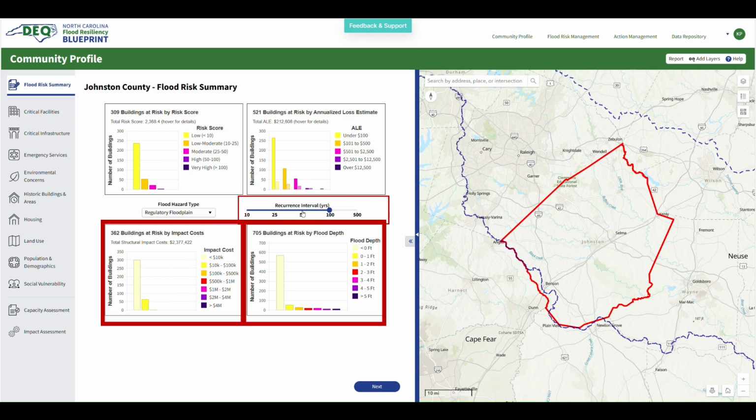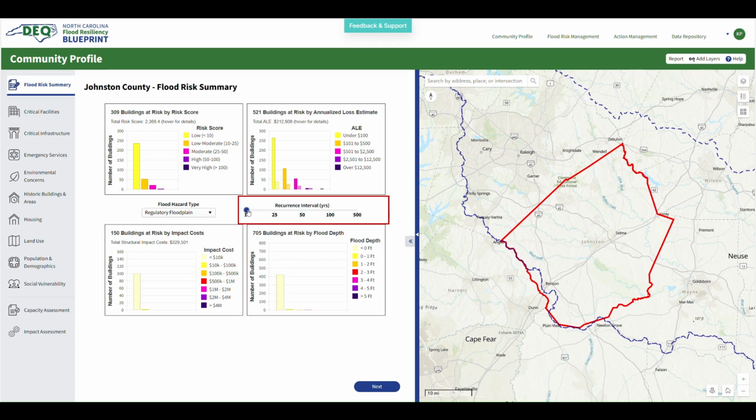When we change the flood recurrence interval, the number of buildings at risk will increase or decrease based on the frequency of the flood event we select. This is because changing the flood recurrence interval will impact flood depth, which is measured as depth of flooding above the first floor elevation. But because the risk score and annualized loss estimates are not dependent on your recurrence interval, they will not change if we change the recurrence interval.